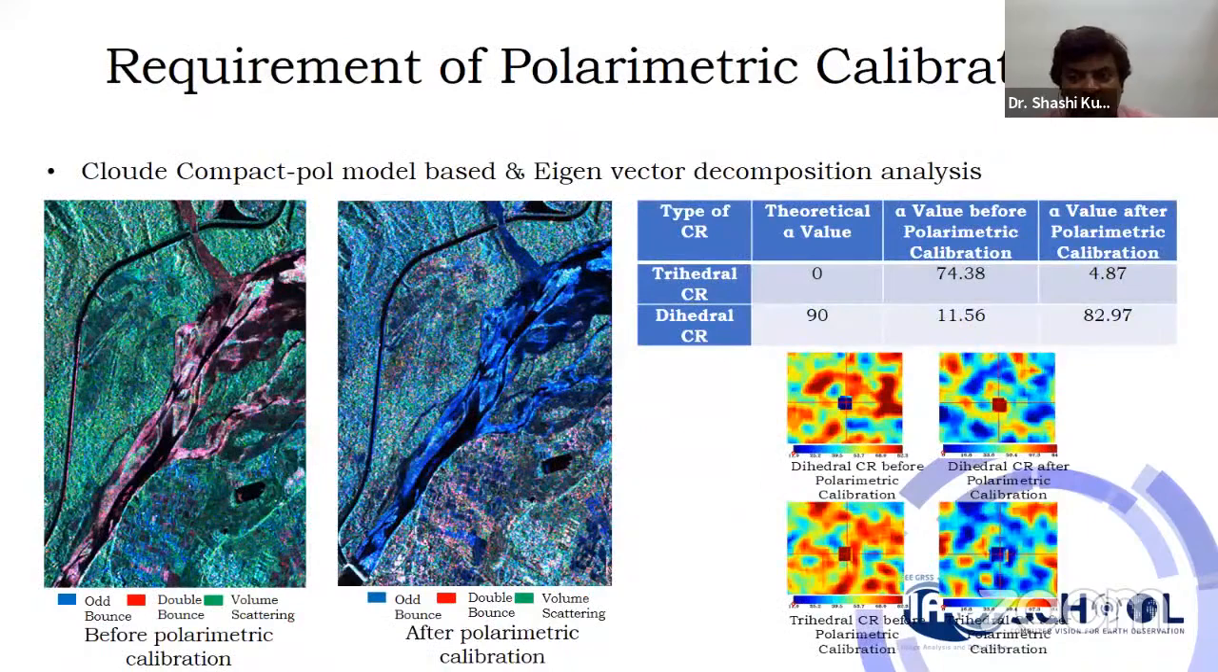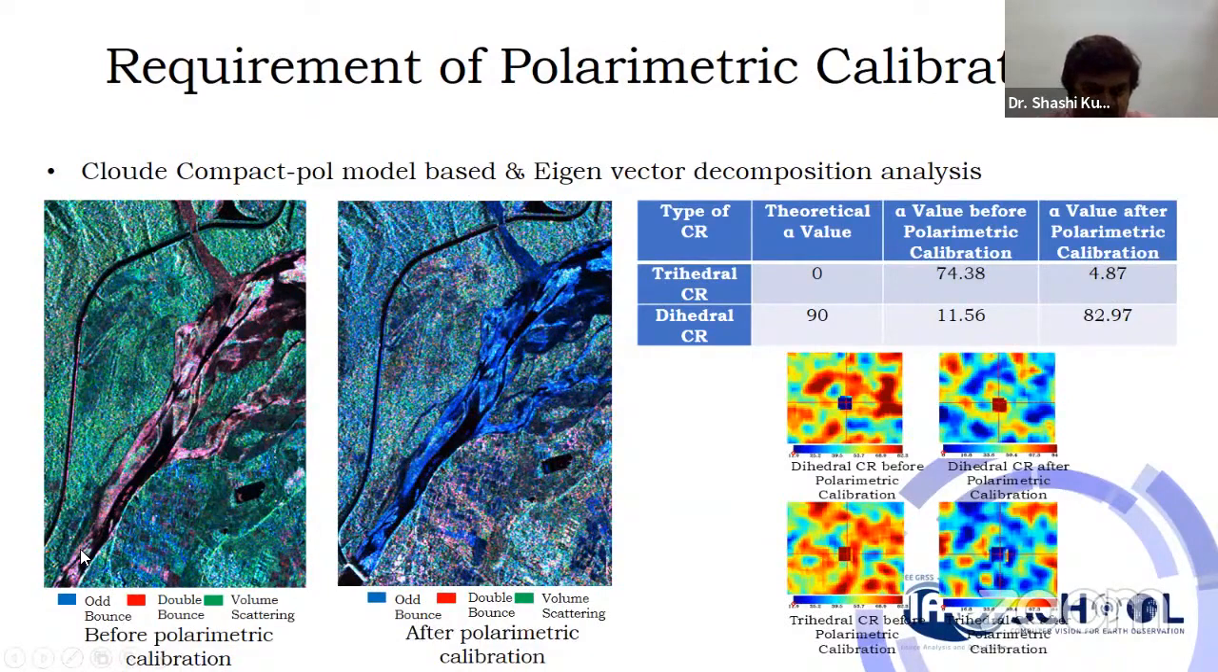Now, we have talked about the radiometric calibration. There is one more calibration that is performed, but we are not going to perform it right now because in the practical classes, we will be performing the radiometric calibration only. But there is a requirement of polarimetric calibration. Generally, this is the duty of the space agencies to perform the polarimetric calibration and provide the data set.